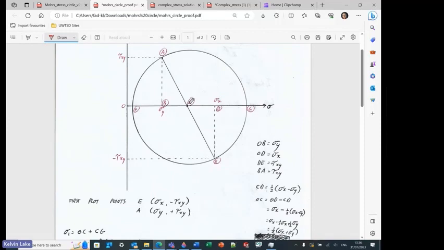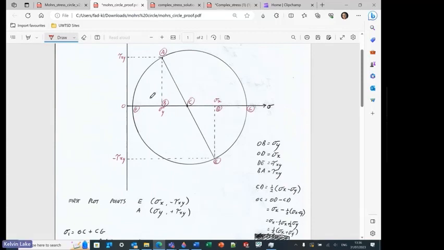CD, whereas CD is this distance here. CD would be the difference between sigma x and sigma y, and then half of that. So a half sigma x minus sigma y.